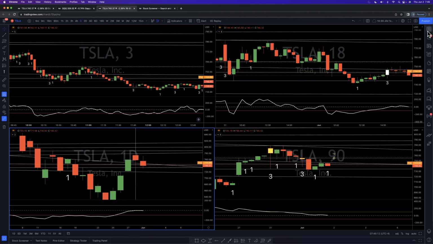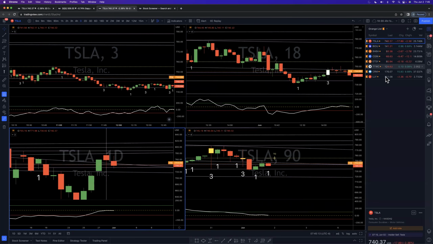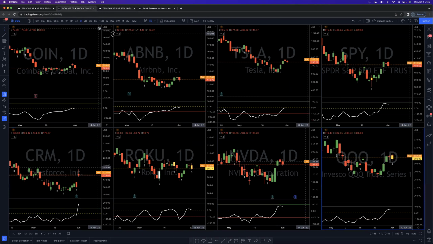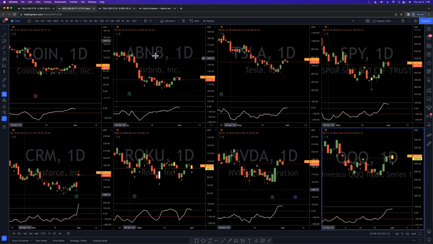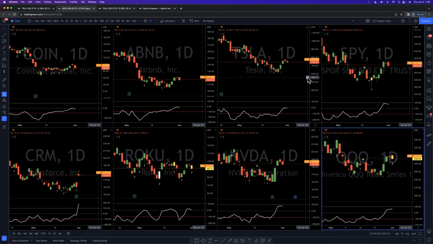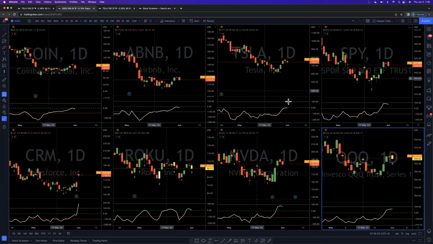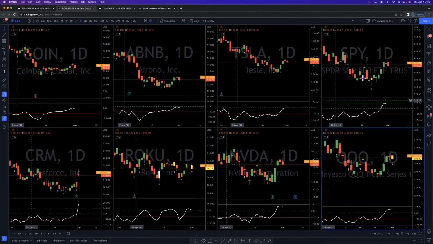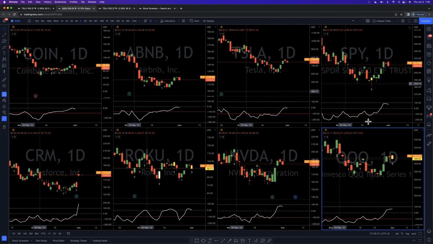There wasn't anything really, I don't know if you guys saw anything, but I didn't really have anything. So I did that and then I had other stuff to do. But you can see on the daily, this was my list, but like I said, I did not trade anything else yesterday. But this was my daily list.